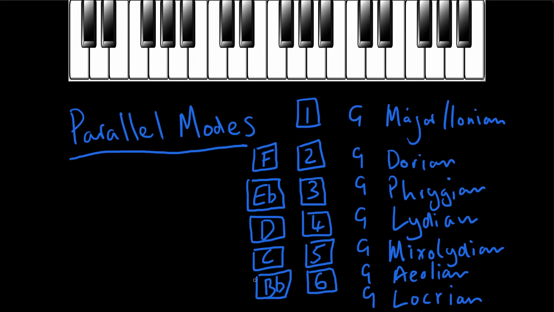And so if we were to look at B flat major, it has B flat and E flat. So to use those accidentals when starting on G, that will give us our G Aeolian mode.